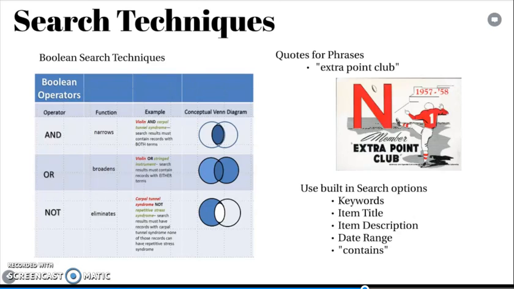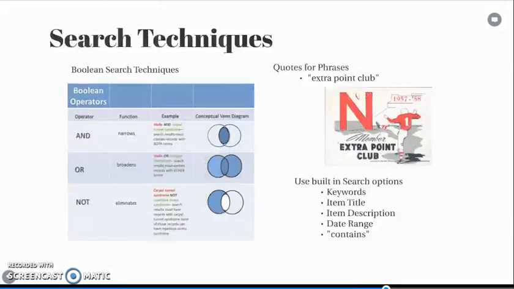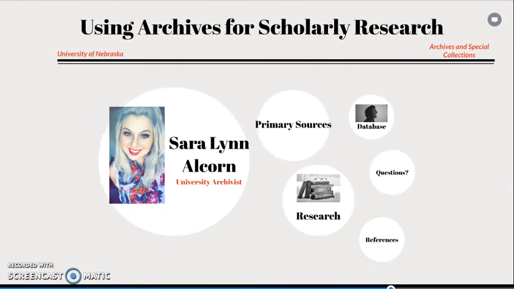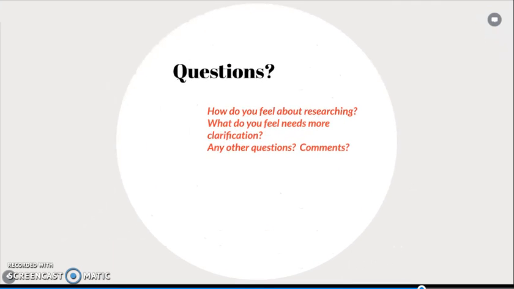All right, now that we learned about primary sources and we quickly reviewed research topics, we're ready to go into our scavenger hunt. But before we break, does anyone have any questions? I also want to quickly discuss how we're feeling about being ready to search and really begin our searching through our databases. How do you feel about researching? What do you feel needs more clarification? Is there a certain part of this lesson that you feel I didn't expand enough on? Are there any other questions? What about comments?